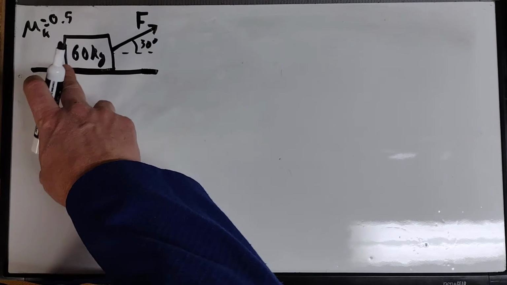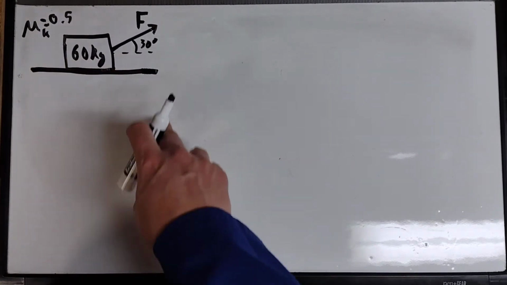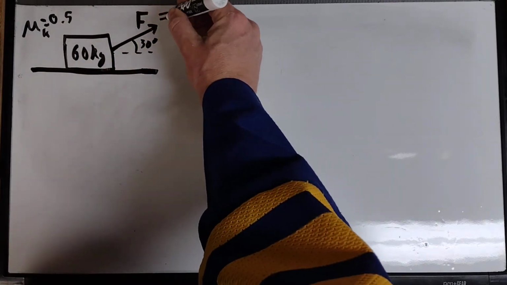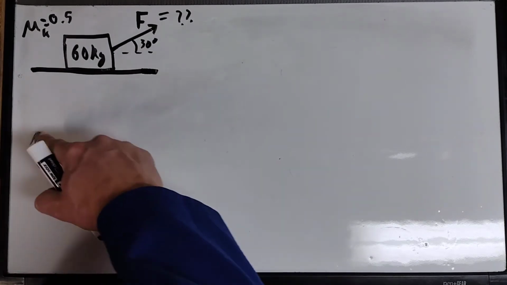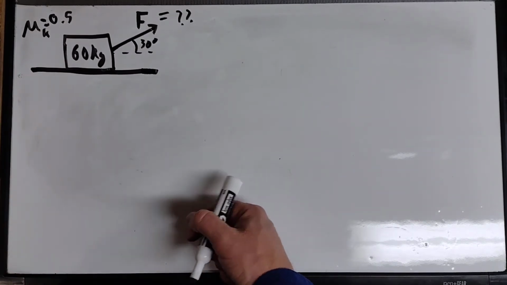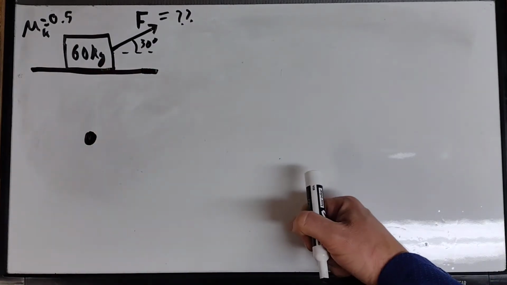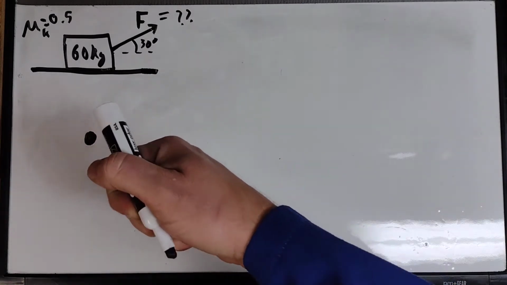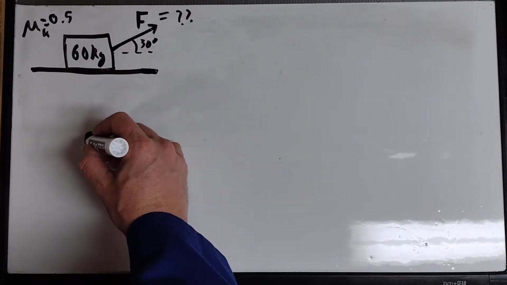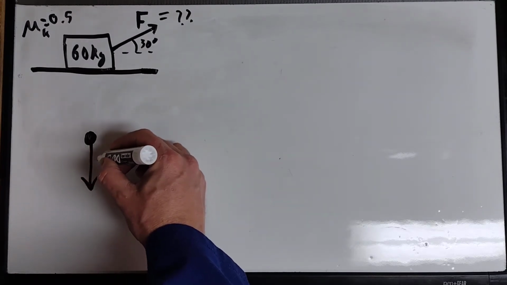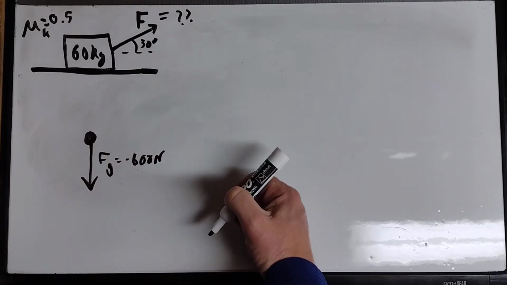Alright, so here we've got a box being pulled at an angle of 30 degrees. It has a coefficient of kinetic friction of 0.5. What force would give us a constant velocity here? As always, we have to draw a force diagram. Now you have to identify the forces acting on the box. On the box. Watch the videos. On the box. So, forces acting on the box: we have gravity acting on the box, negative 600 newtons. Definitely.